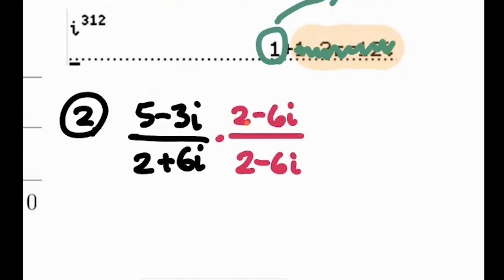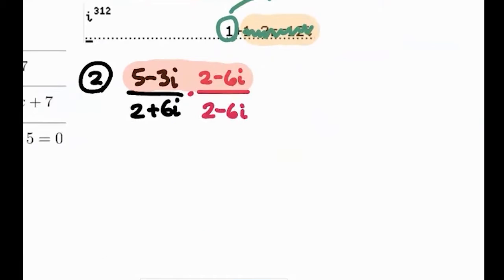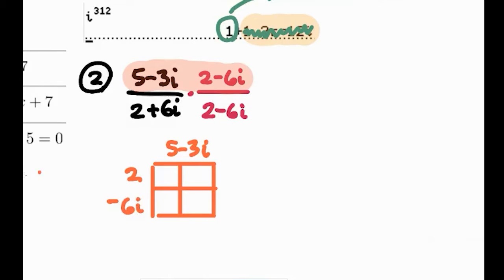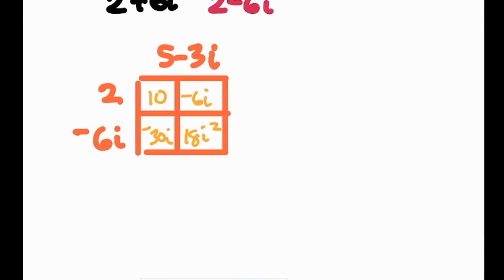All right, so from here, I'm going to multiply the top part out. Let me highlight this. I'm going to multiply this top part out here by gridding it out. So I'm going to do that real quick. And then 2 minus 6i. All right, fill this in. This is 10. This is negative 6i. This is negative 30i. And this is 18i squared. Okay. This is going to simplify to 10 minus 36i plus 18i squared.